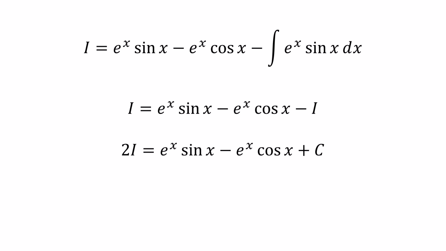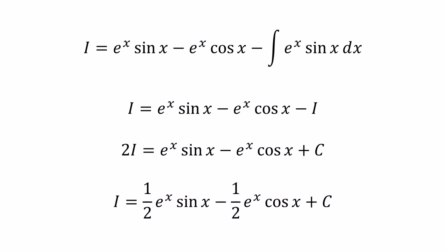Dividing both sides of the equation by 2, we arrive at a final answer of I equals 1/2 e to the x sine of x minus 1/2 e to the x cosine of x plus c.